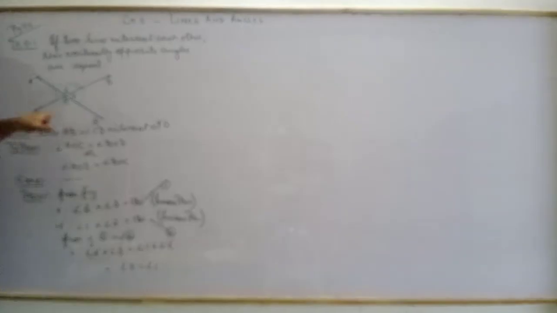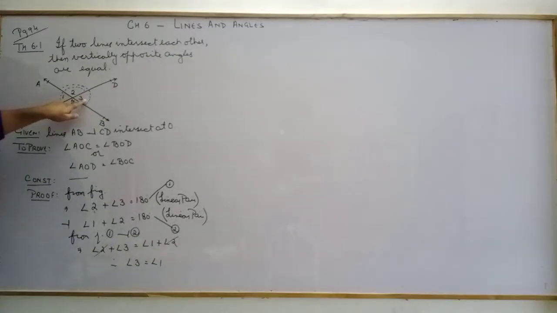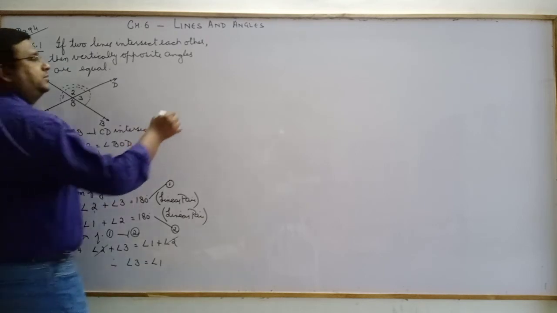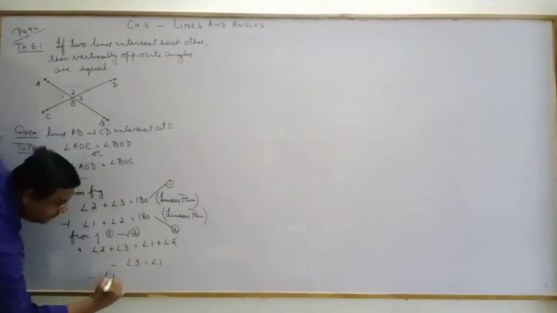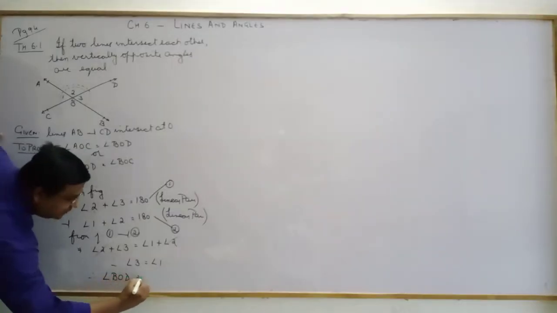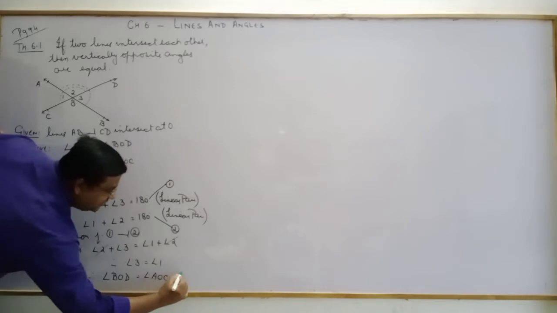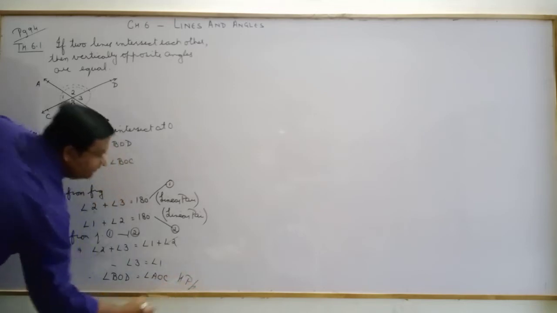Which is angle 3? BOD. Which is angle 1? AOC. Is BOD equal to AOC? Yes. So therefore, I'll write it over here only. So therefore, angle BOD is equal to angle AOC. Hence, proved that vertically opposite angles are equal. Simple proof.